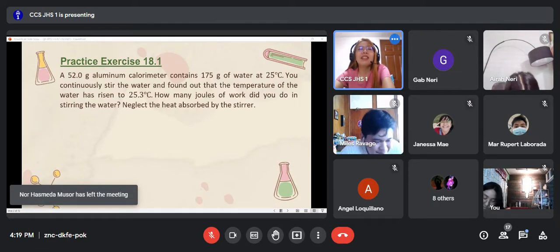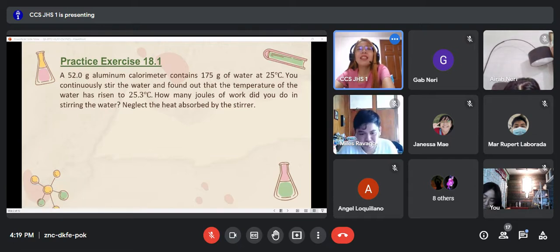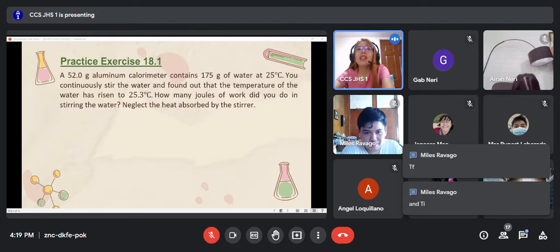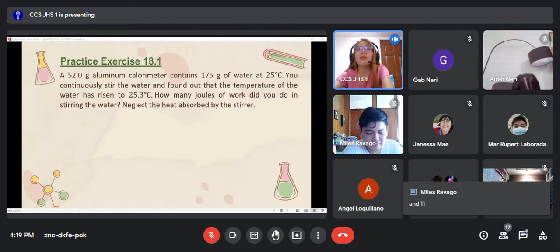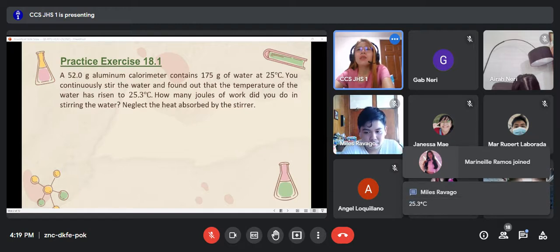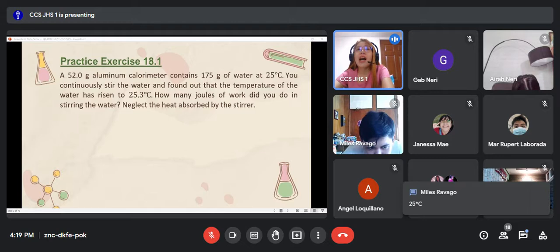Okay, another given, aside from the masses of aluminum and water. T final. What is T final here? And T initial, where is the T initial? Temperature initial. Okay, final is 25.3 degrees Celsius and the initial temperature is 25 degrees Celsius.